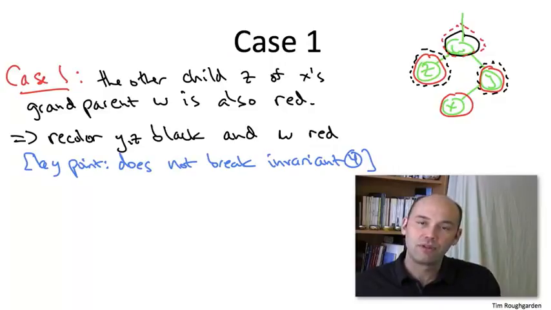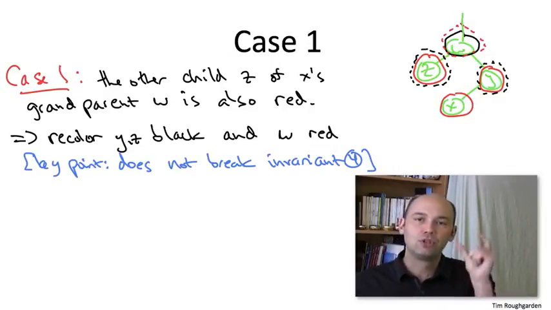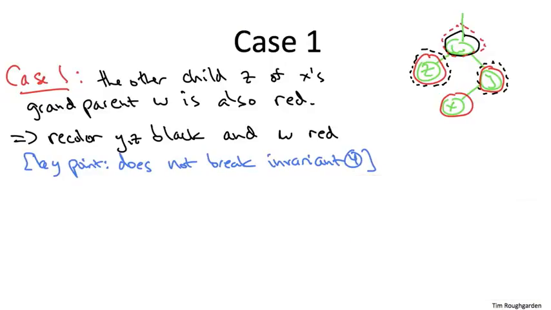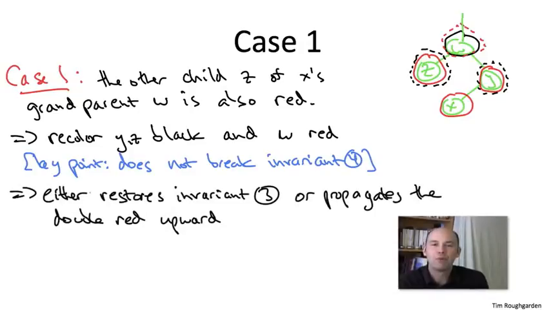Summarizing, this recoloring preserves the 4th invariant, and either it restores the 3rd invariant, or if it fails to restore the 3rd invariant, at least it propagates the double red violation upward into the tree closer to the root. We're perfectly happy with the progress represented by propagating the double red upward. Why? Well, before we inserted this new object X, we had a red-black tree, and we know red-black trees have logarithmic height. So the number of times that you can propagate this double red upward is bounded above by the height of the tree, which is only logarithmic. So we can only visit case 1 a logarithmic number of times before this double red is propagated all the way to the top of the tree, all the way to the root.